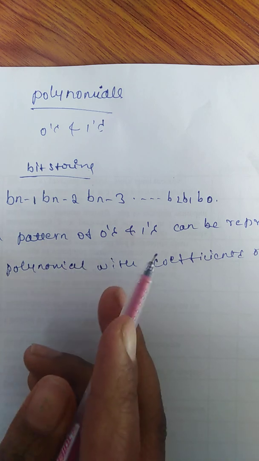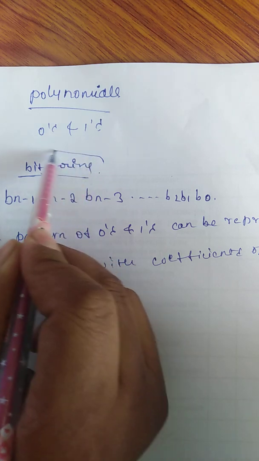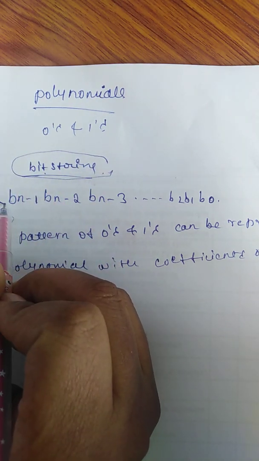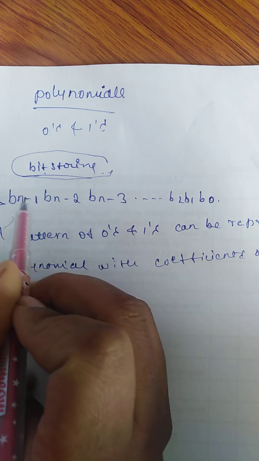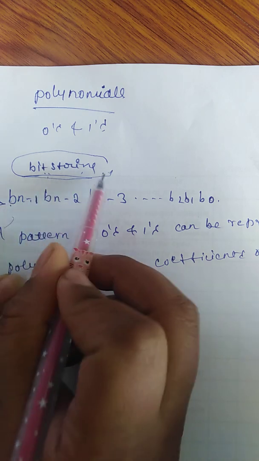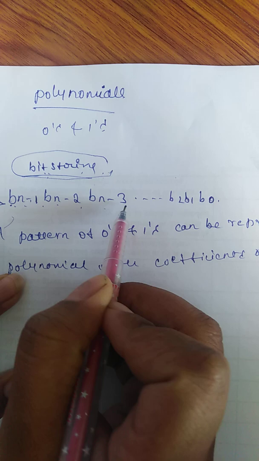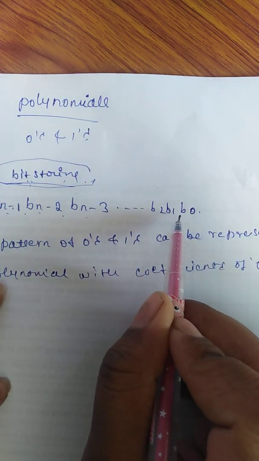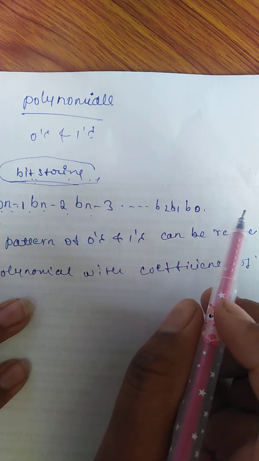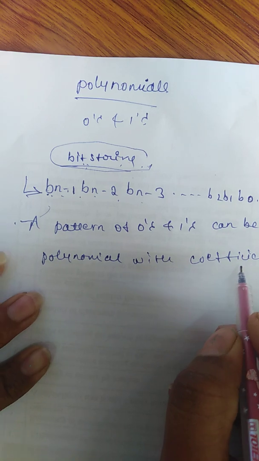In polynomials we can use a bit string. Why do we use a bit string? Because it will be represented bitwise. So we can take a bit string. The bit string formula is b n-1, b n-2, b n-3, up to b2, b1 and b0. This is the general bit string method.